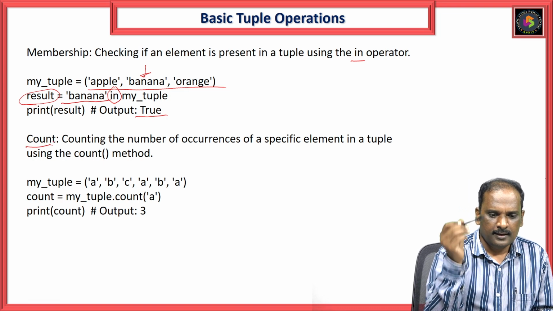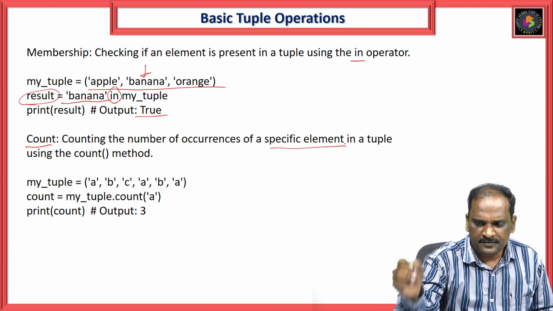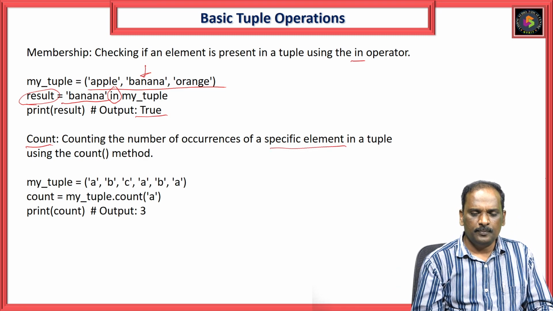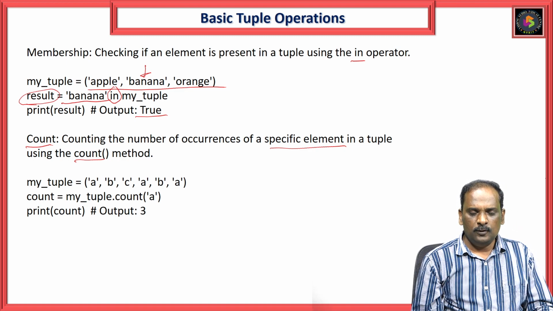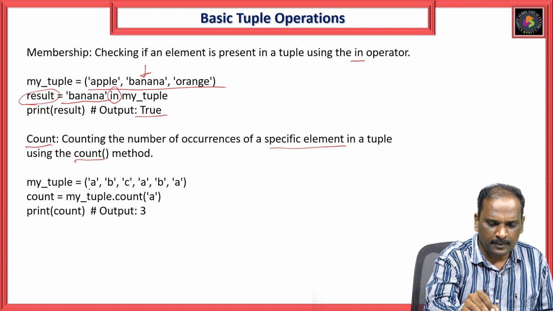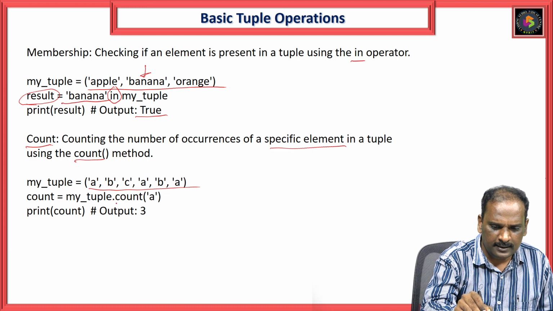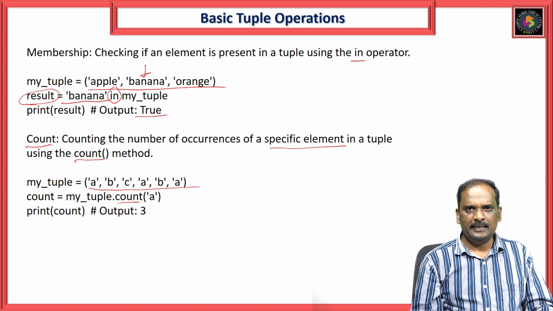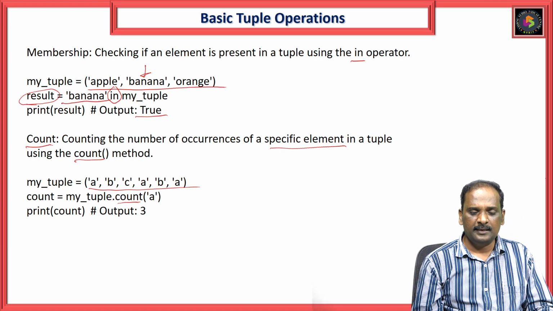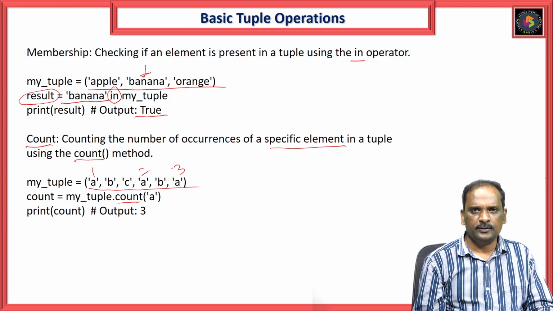Another function, count. Counting the number of occurrences of a specific element in a tuple using the count method. So here I am taking the example as my tuple is containing these elements A, B, C, A, B, A. Now here I am applying the count method. Now I want to count how many A's are present in my tuple. This is 1 and this is 2 and this is 3. So there are 3 A's.